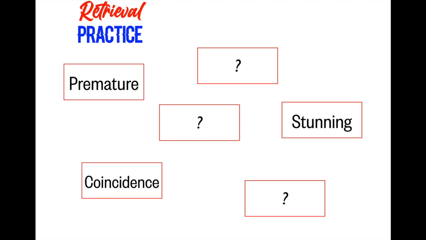And the third word is coincidence. Now, the word coincidence means circumstances that occur at the same time without any causal connection. So imagine you are speaking about your friend and then all of a sudden on the phone, who's calling you? It's your friend. What a coincidence.